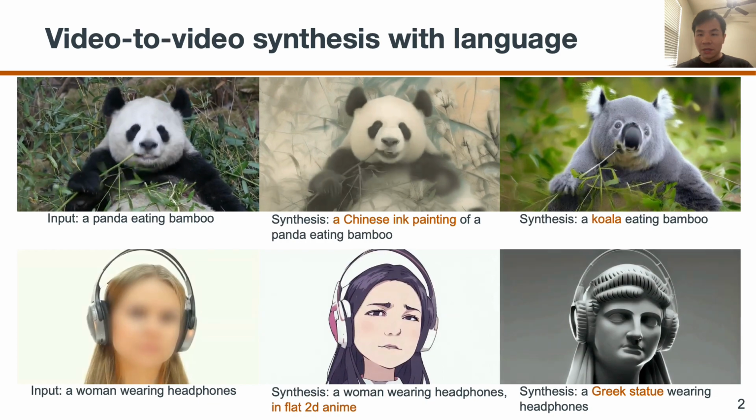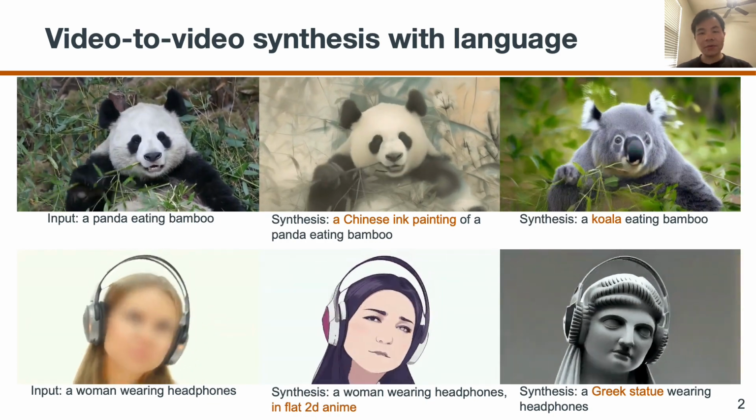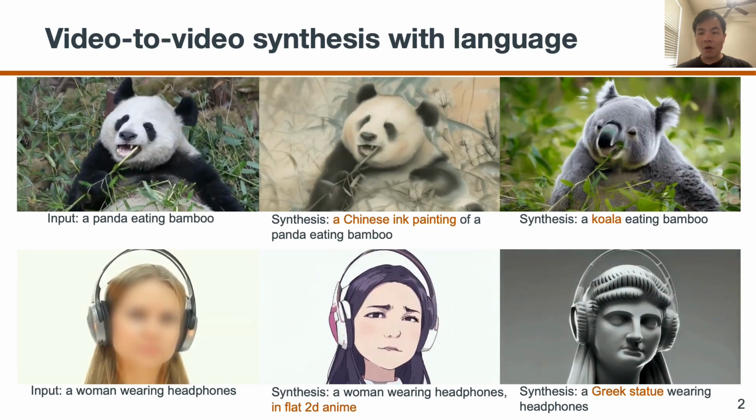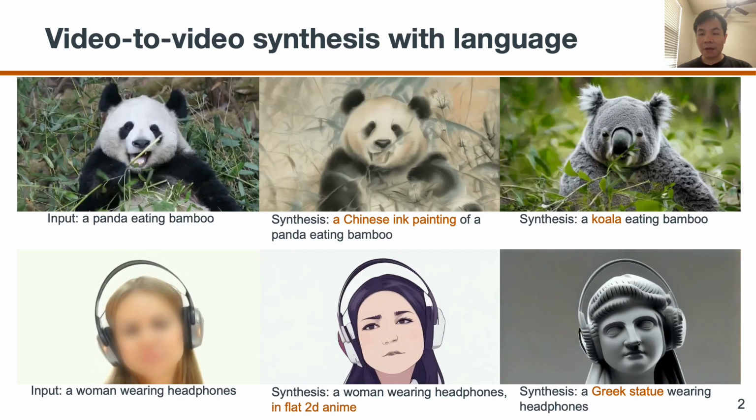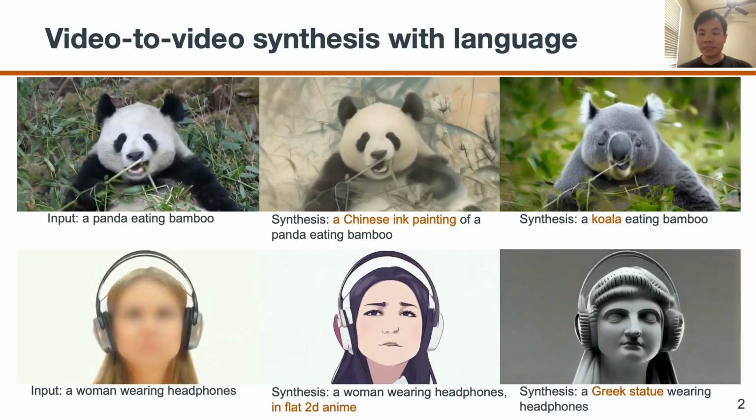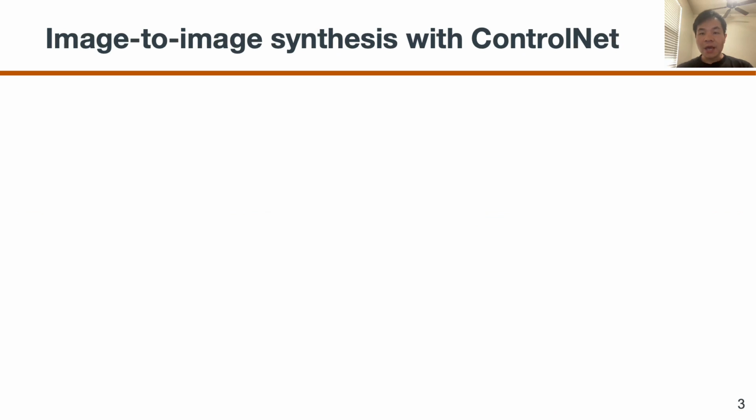Our model can do global stylization, such as rendering the video into a Chinese ink painting or flat 2D anime. Also, we could swap the subject in the video, such as replacing the panda with a koala and the woman with a Greek statue. Let's first start with image-to-image synthesis.